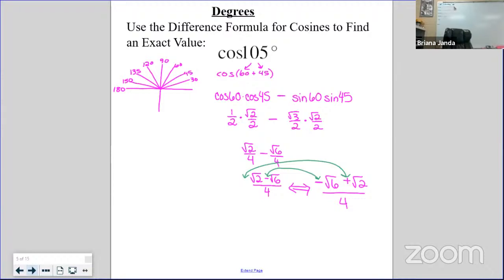Okay. I think for time's sake, I won't do it, but could I have done this as 135 minus 30 and get the exact same answer at the end? Absolutely. You will get the same answer at the end.